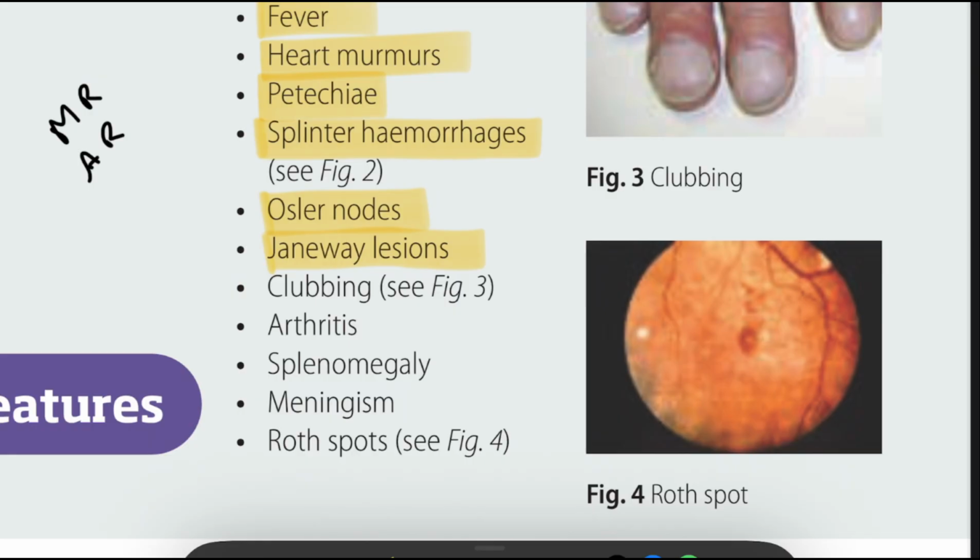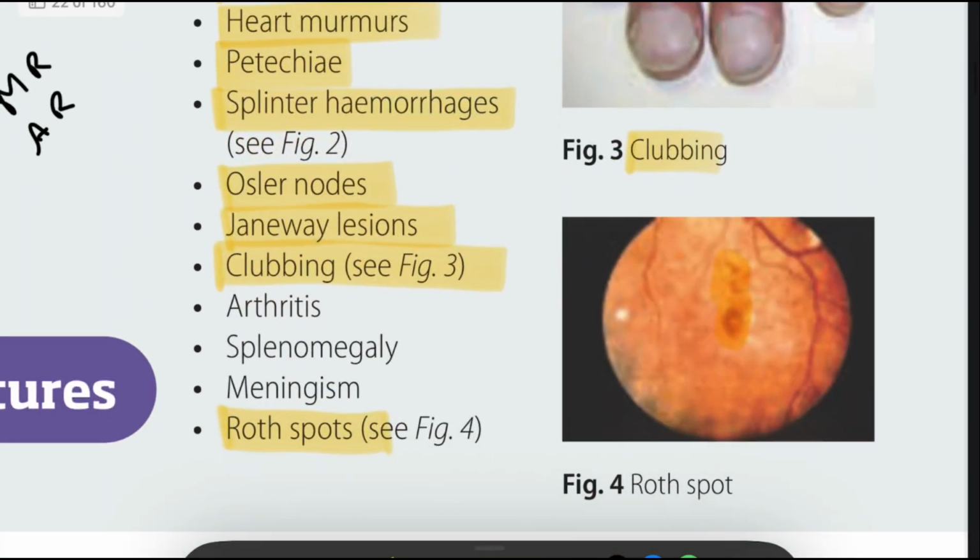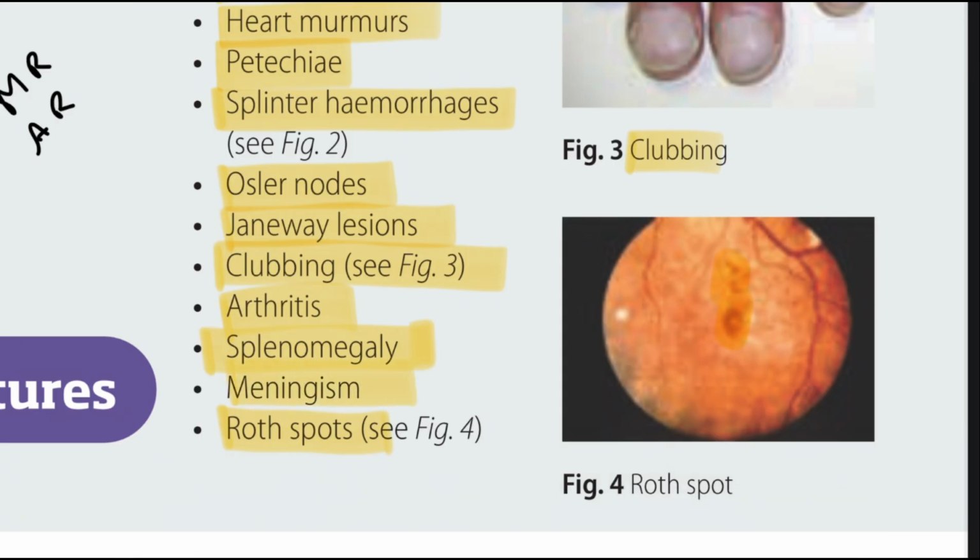Other classic signs: splinter hemorrhage, that is linear nail bed hemorrhage. Next, Roth spots means retinal hemorrhage, this type of hemorrhage with a pale center. Next we can see clubbing. Clubbing is seen in chronic diseases. You can see this type of clubbing in physical examination. If you ask to keep the index fingers together, we can see the clubbing marker. Next, arthritis, splenomegaly, and meningism. These are the most common signs we can see in infective endocarditis.